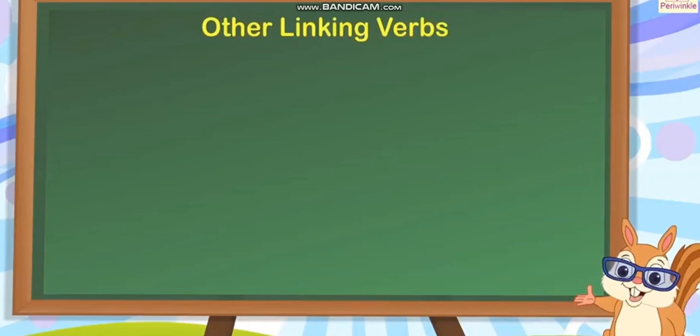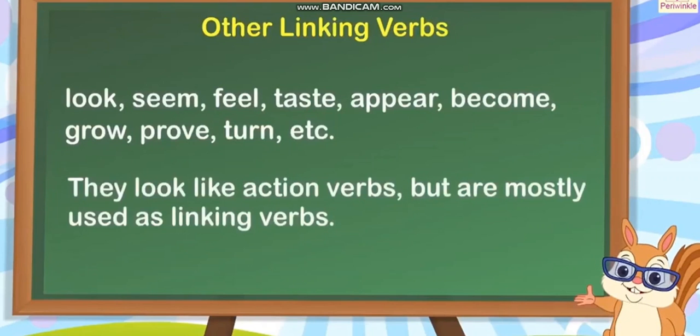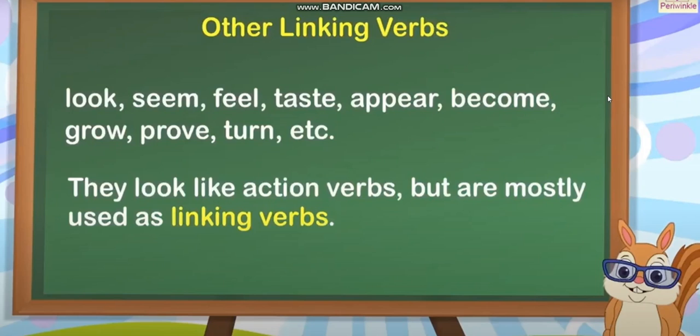Other linking verbs are as follows. They look like action verbs but are mostly used as linking verbs. Yes, linking verbs are helping verbs or auxiliary verbs. So there are some verbs which look like action verbs, but they are basically helping verbs, like look, seem, feel, taste, appear, become, grow, prove, turn, etc.